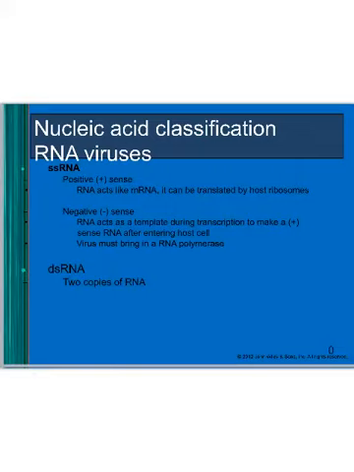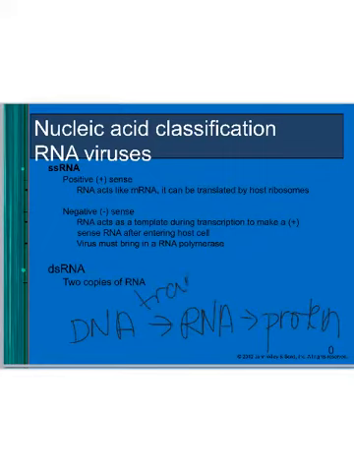Okay, now, one thing I want you to remember: when we talk about the central dogma in biology, we always go from DNA to RNA to protein, right? This is transcription, and this is translation. So in viruses, if we have a DNA virus, we're going to go this way: DNA to RNA to protein.